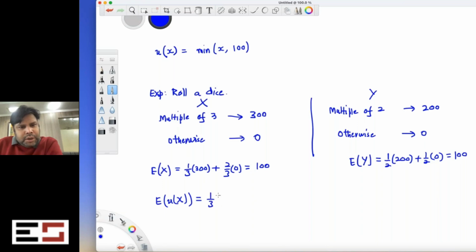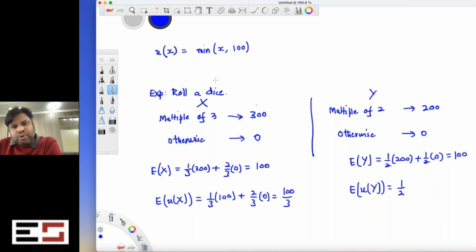Now let's figure out the expected utility. 1/3 times u of 300, which is 100, plus 2/3 times u of 0, which is 0, gives 100 by 3. And expected utility from y is half times u of 200, which is 100, plus half times 0, which is 50. So even though the expected value of the two lotteries is the same, the expected utility associated with the two lotteries can be different, as we have seen here. So basically this particular individual, if given a choice between these two lotteries, will prefer y over x.